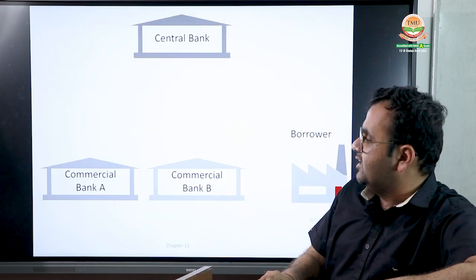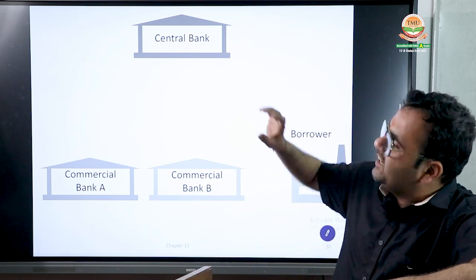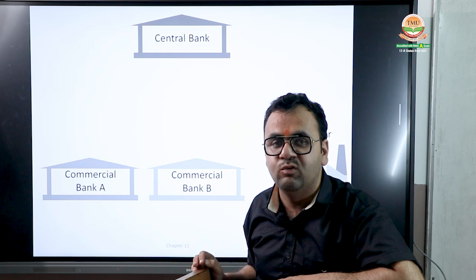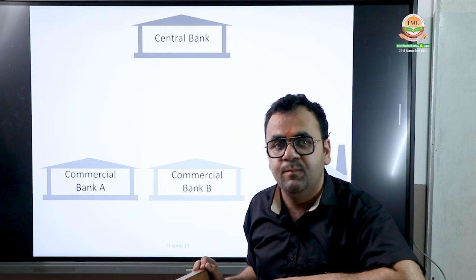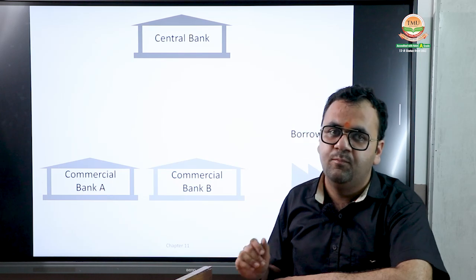Central bank, commercial bank A, commercial bank B borrows. The central bank is the father of all the banks. All the banks in the country have to follow the rules and regulations made by the central bank. In India, RBI is the central bank.